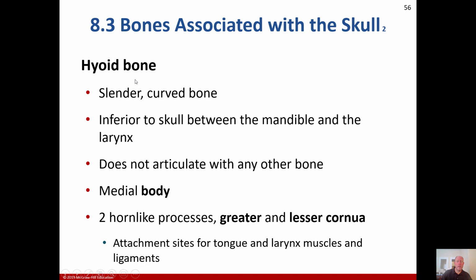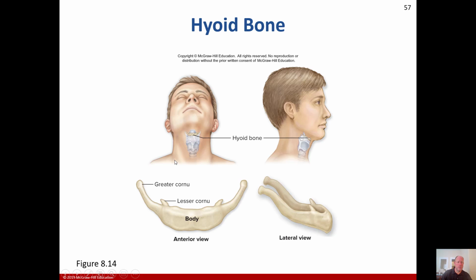The hyoid bone is a slender, curved bone. It's inferior to the skull between the mandible and the larynx. It does not articulate with any other bone. It has a medial body and two horn-like processes that are the greater and lesser cornua. They are the attachment sites for the tongue and the larynx muscles and ligaments.